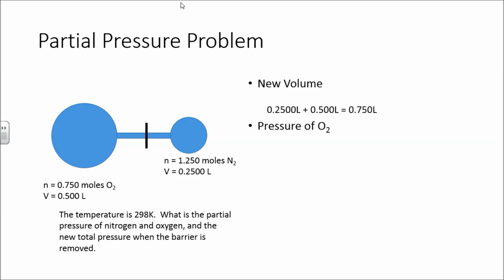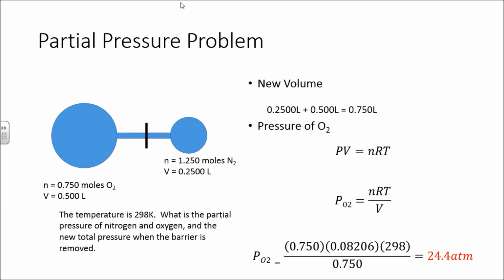Now, how do we get the pressure of oxygen? Well, we're going to use the ideal gas law. And we rearrange it so that the pressure of oxygen is all we're really interested in. And we plug in the things that we know, which is 0.75 moles of it. And the ideal gas law constant multiplied by the temperature divided by the volume comes out to 24.4 atmospheres.